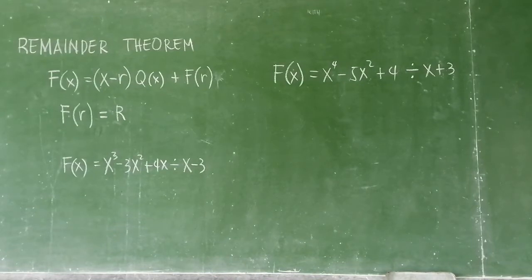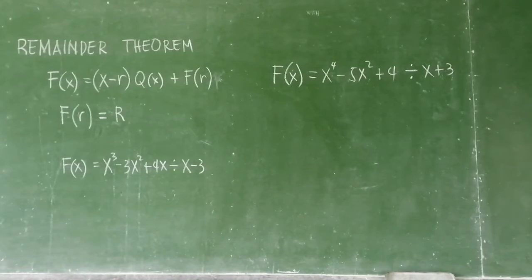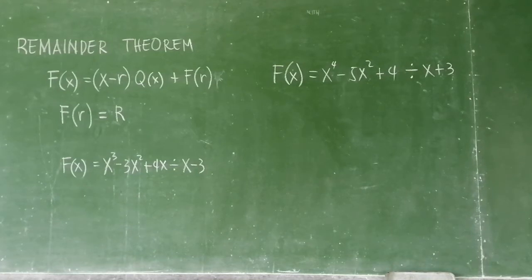So, we are going to talk about the remainder theorem. It says that if f of x is a polynomial and r is a real number, then when f of x is divided by x minus r, we get a unique quotient, which is another polynomial q of x, and remainder r, which is a real number, such that for all values of x, f of x equals the quantity x minus r times the quotient q of x plus f at r. So that is the remainder theorem.